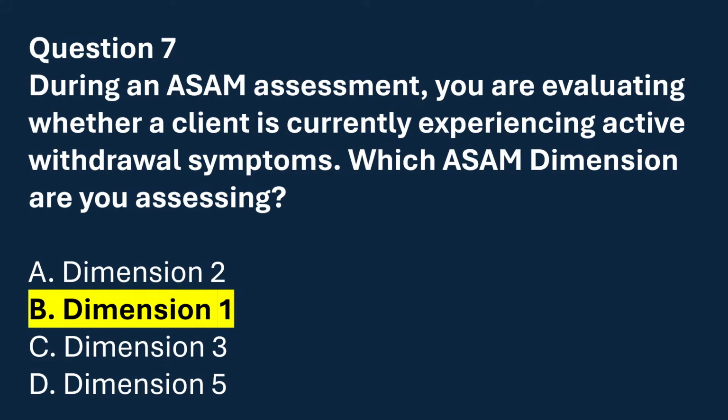The correct answer is B, Dimension 1. Dimension 1 evaluates current intoxication, withdrawal symptoms, and the client's risk of withdrawal to determine whether medical monitoring or withdrawal management is needed. A is incorrect because Dimension 2 focuses on the client's physical health and medical conditions, not withdrawal symptoms. C is incorrect because Dimension 3 assesses their emotional, behavioral, and cognitive conditions that may affect treatment. And D is incorrect because Dimension 5 evaluates the client's risk of relapse or continued substance use after treatment.